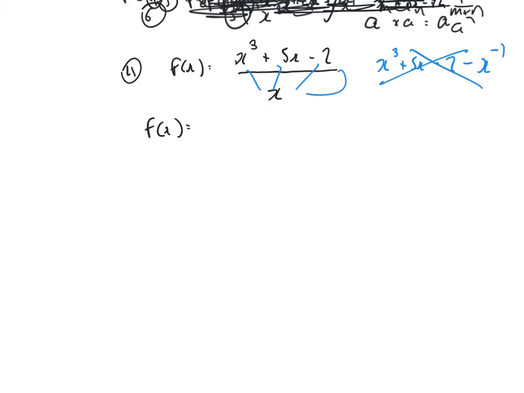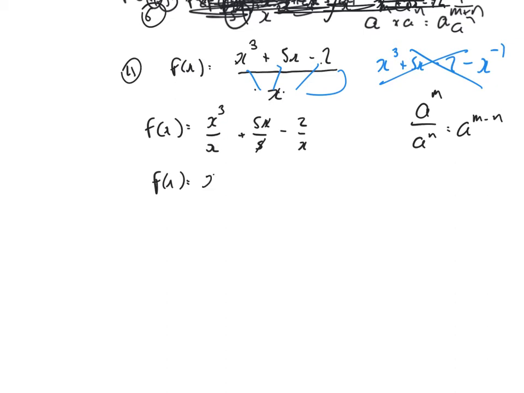So you've got x cubed over x, 5x over x, and minus 2 over x. Those two cancel out. Now you're going to use rule 2 of indices: a to the power m divided by a to the power n, you subtract the powers. What number's here, even though you can't see it? It's 1. 3 take away 1 is 2, x squared. And then you've just got plus 5.